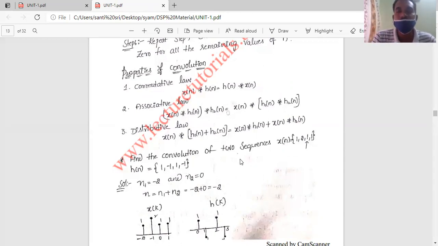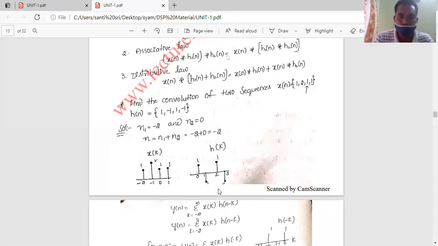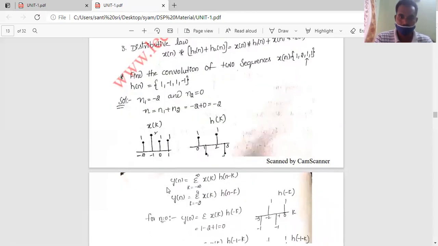So what is the length of the sequence here? Here the length of the sequence is 4. Here also the length of the sequence is 4. Total length will be 4 plus 4 minus 1, so that is 7. And it starts from minus 2 here, and it starts from 0 here. So small n1 is minus 2 and small n2 is 0. By adding these two, minus 2 plus 0, minus 2. So it starts from minus 2 for 7 numbers. Okay, k is minus 2, minus 1, 0, 1, 2, 3, 4.